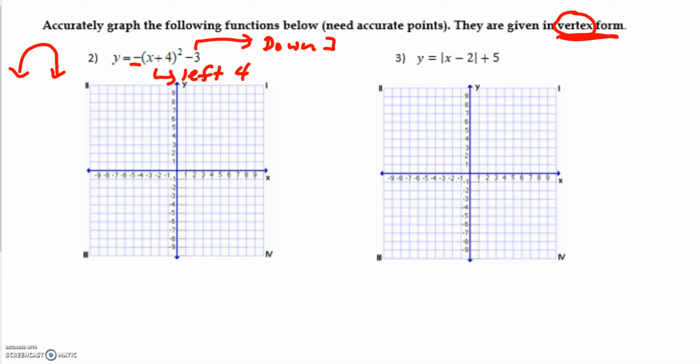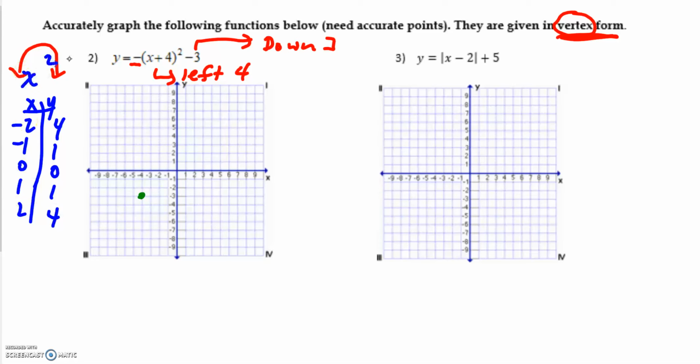So if my parabola starts at 0, 0, I'm going to go left 4, down 3, and I'm going to start my parabola here. And now I need to follow that pattern that's true for every single parabola. You might remember that the pattern looked something like this: 4, 1, 0, 1, 4, because you take these values and plug it into x squared.